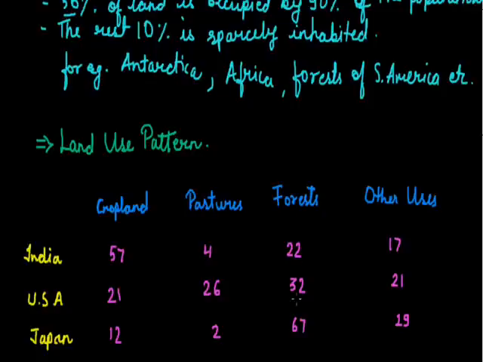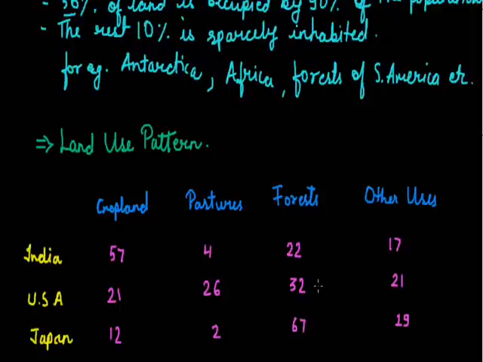Now if we come to a different country like Japan, the share of forests occupying the land area is 67%, which is far more in comparison to India. Then we have the comparison with America, which has 21% of its area engaged in agriculture, 26% in pastures and 32% in forest. These differences occur because of the different conditions prevailing in these countries.